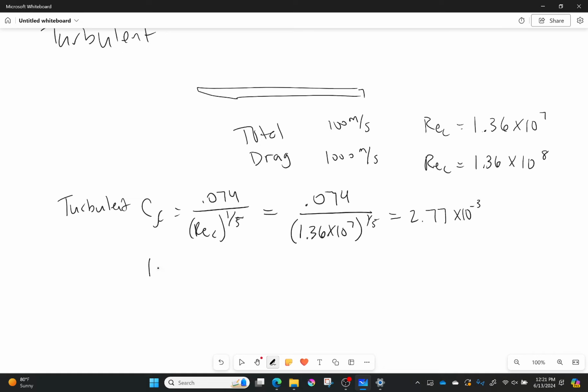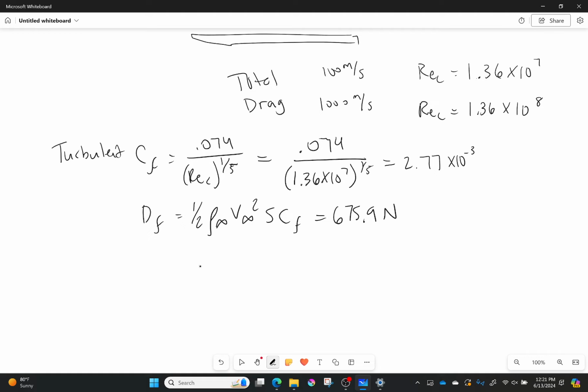Then we plug that into our drag equation, just like last time. I'll rewrite the equation, but I won't plug the numbers in. I'll just show you what the answer is. So that's going to be 1/2 rho infinity times v infinity squared times s times my skin friction coefficient. And it's going to be equal to 675.9 newtons. And the total drag then is equal to that times 2, because we have to do both sides of the flat plate. And it's going to be equal to 1,352 newtons.